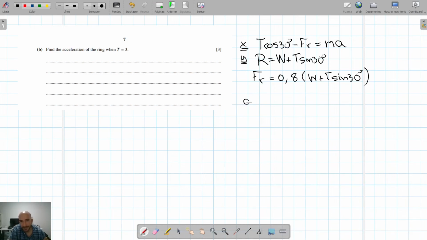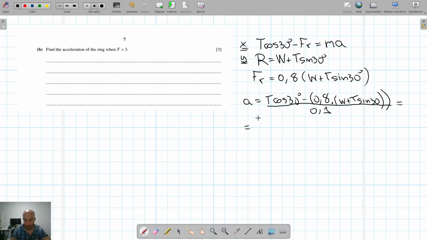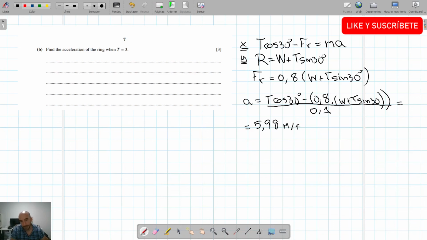So we have here that the acceleration is going to be T cosine of 30 minus 0.8 times (W plus T sine of 30) divided by our mass, which was 0.1. Okay, so now that's 3 times cosine of 30, so that's 5.98 meters per second squared if we use 3 significant figures.